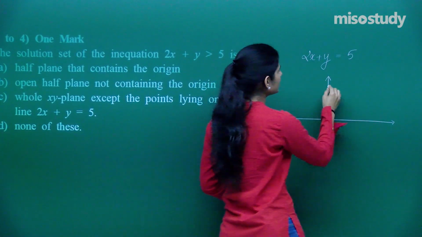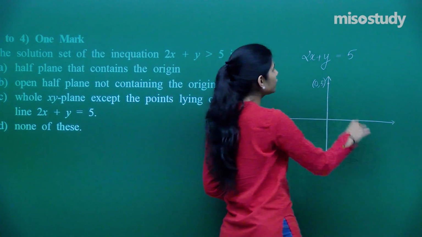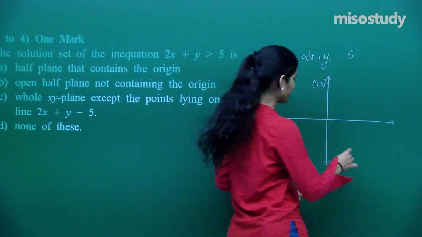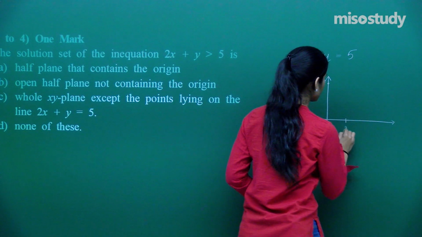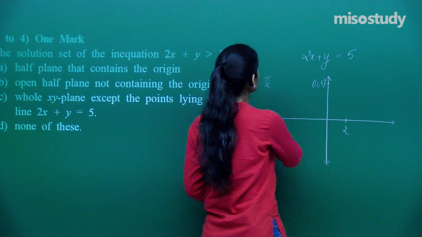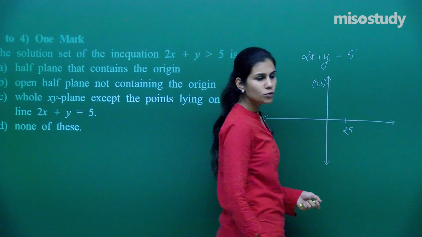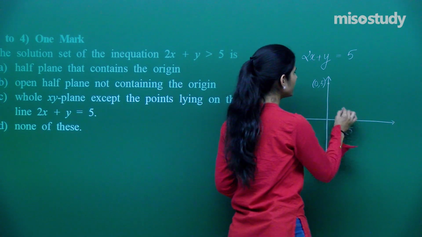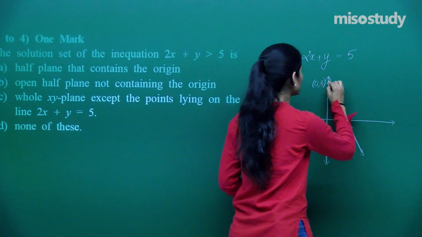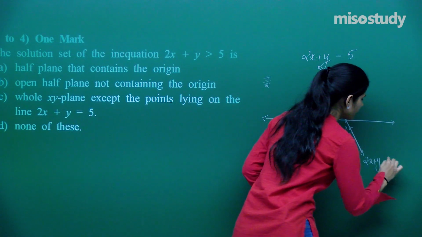When you put x equals 0, y turns out to be 5. So suppose this point is 0, 5. When you put y equals 0, x turns out to be 5 by 2, which is 2.5. So you have this point and this point. When you join and extend them, you get the straight line 2x plus y equal to 5.